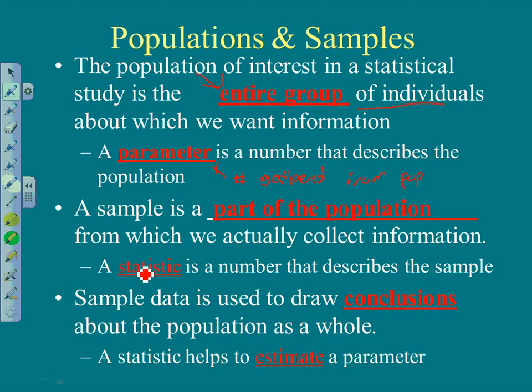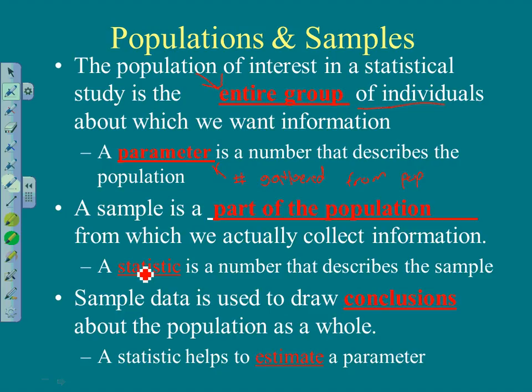A statistic is a number gathered from a sample. So, in the previous example, those 4 plays that I had, if I found the average yards per play for just those 4 plays, that average number would be the statistic. And we can compare the statistic to the parameter. Sometimes statistics will help estimate a parameter.